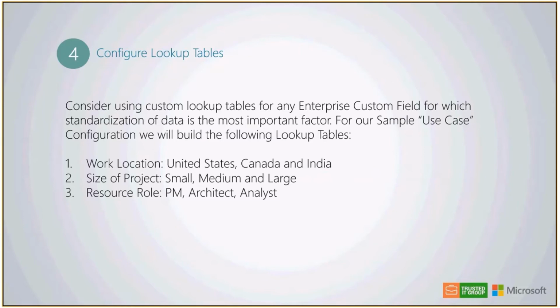So for location, we're going to be using the United States, Canada, and India. I might write a different location in case I just don't remember it, so don't hold me to it. Size of the project, small, medium, and large. I should be able to remember that. Resource role, PM, architect, and analyst. This is what we're going to be configuring for the resource role.